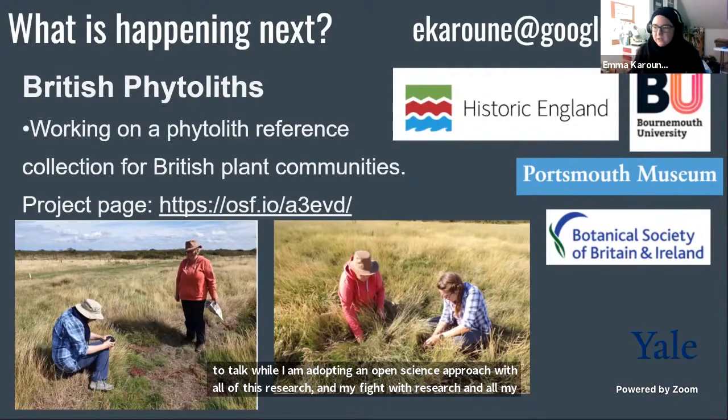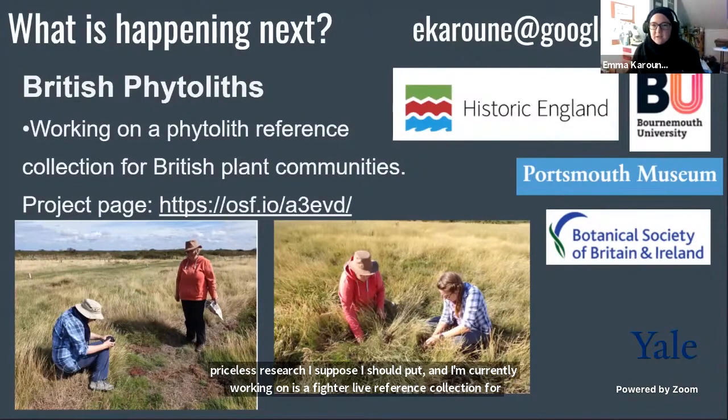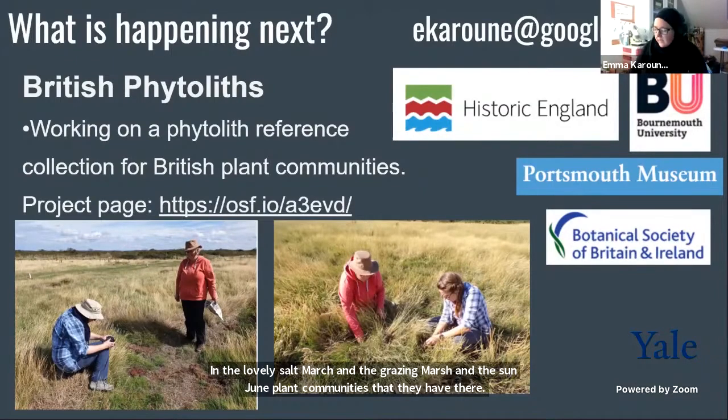You can see these pictures at the bottom here of me working at Farlington Marshes. I've been collecting soils and plants from there this summer, in the lovely salt marsh and the grazing marsh and the sand dune plant communities that they have there. This work aims to create taxonomic identification criteria for the individual species, particularly the indicator species within these plant communities, but I'm also developing modern analogues for each of these plant communities that can be used for palaeoecological and archaeological studies. I'm developing this as an open project from the very start.